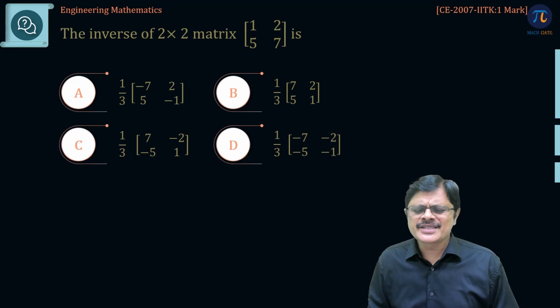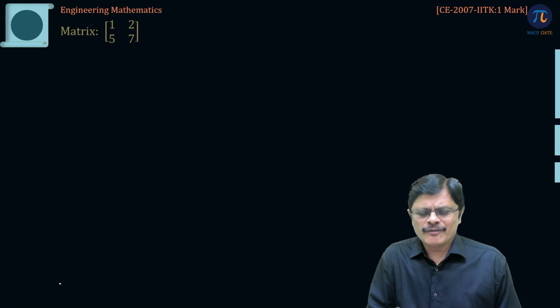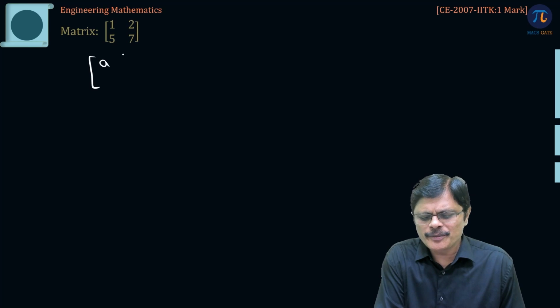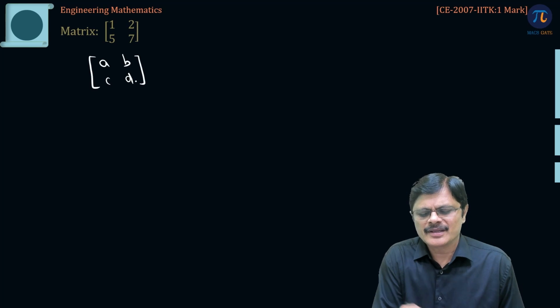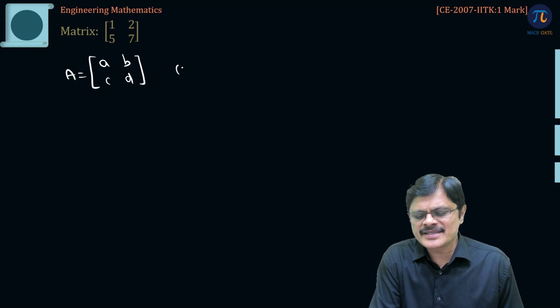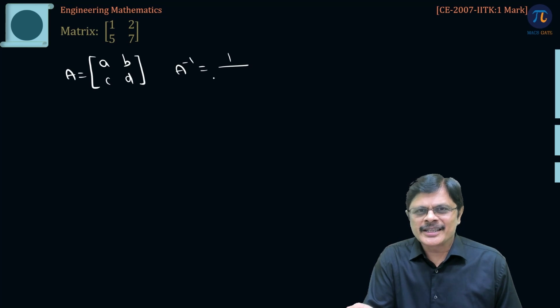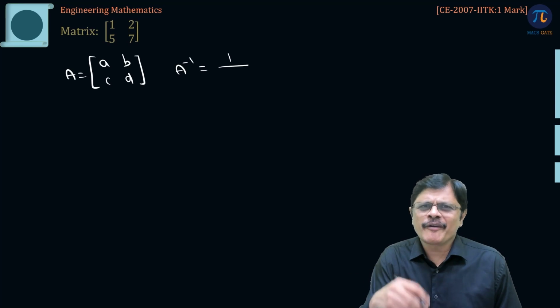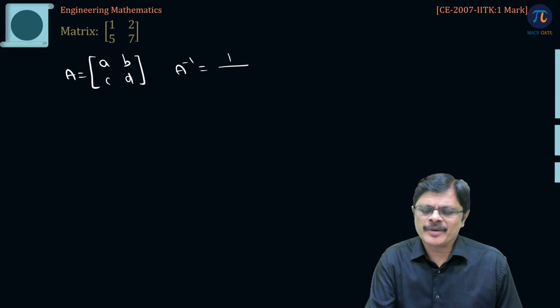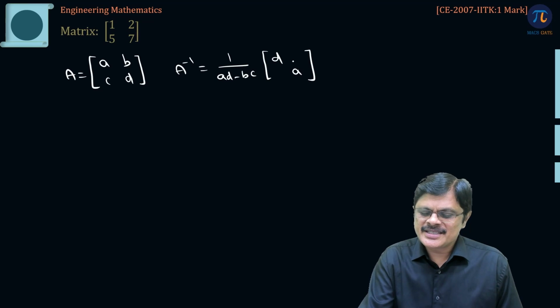Next question, what is the inverse of this 2 by 2 matrix? For a 2 by 2 matrix, you can use the formula. Whenever it is a 2 by 2 matrix A, B, C, D, the inverse is given by the following formula. Actually, this is nothing but adjoint A by det A, but instead of writing the entire story, we can remember it as a formula. This is AD minus BC, which is the determinant. And for finding the adjoint, just swap the main diagonal elements and change the sign of the off diagonal elements.